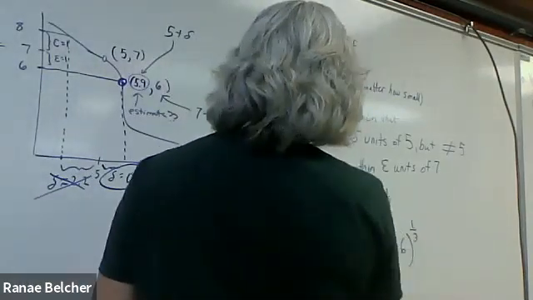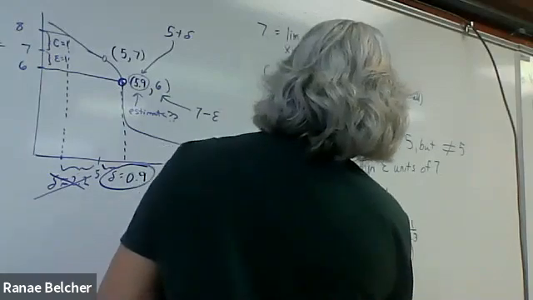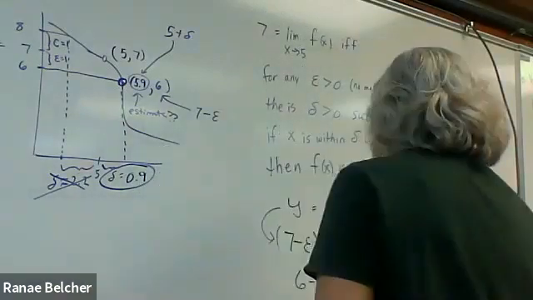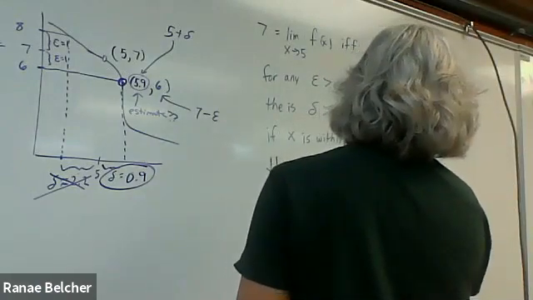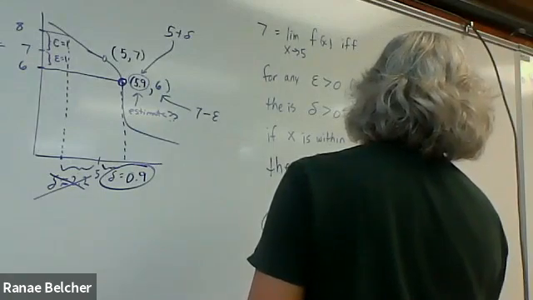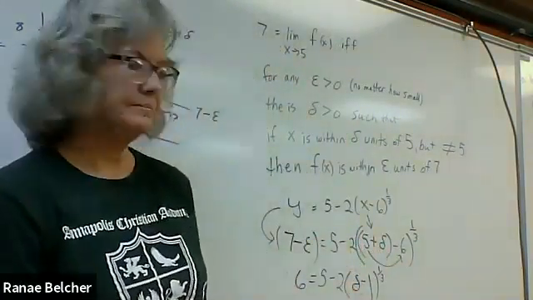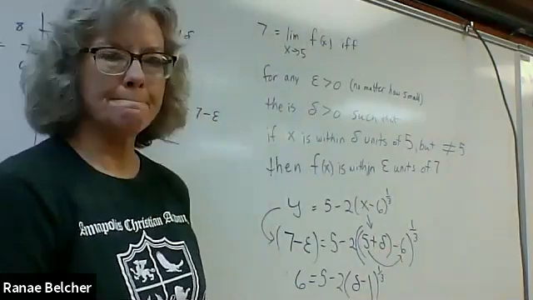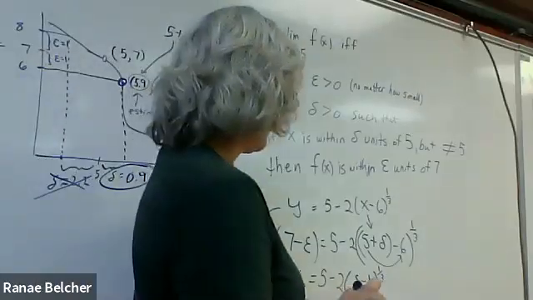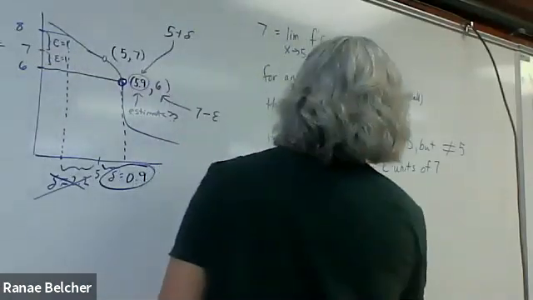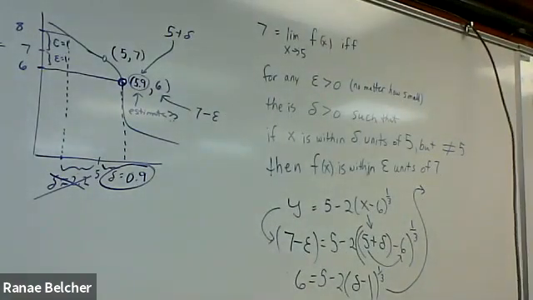Now here we know what epsilon is. We know that epsilon is equal to 1. So we're going to just go ahead and put 6 equals 5 minus 2. And then when we have 5 plus delta minus 6, we can simplify that. 5 minus 6 is negative 1. So I can put delta minus 1 to the 1/3. See what I did there? Okay, now can we solve for delta? I'm going to go back up here so I can be well on camera. Hopefully you'll be able to see it too.